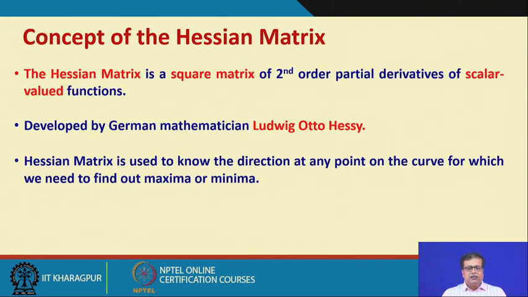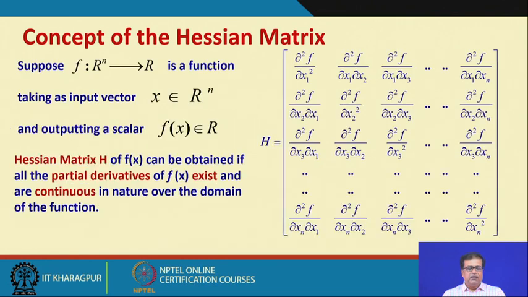Now, having seen the gradient part, let us see the other one, that is the second order partial derivative matrix or the Hessian matrix. The Hessian matrix is a square matrix of second order partial derivatives of scalar valued functions, developed by German mathematician Ludwig Otto Hesse, right, and is again used to know the direction at any point of the curve for which we need maxima or minima. So, what is the Hessian matrix?